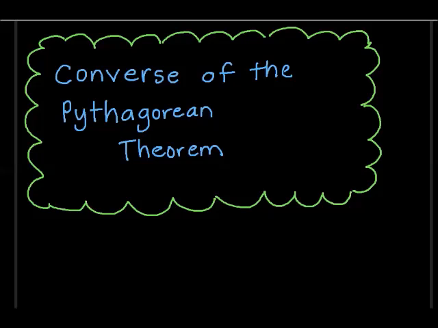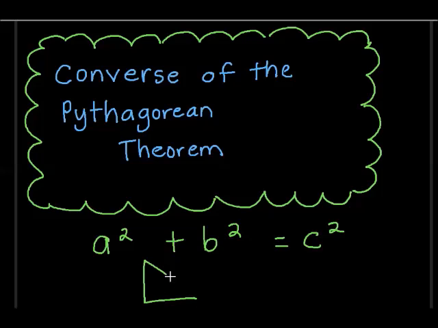Hi, this video is about the converse of the Pythagorean theorem. To go forward, you need to know what the Pythagorean theorem is, and I'm going to assume that you do. That's the old a squared plus b squared equals c squared, having to do with a right triangle. So just a quick review.